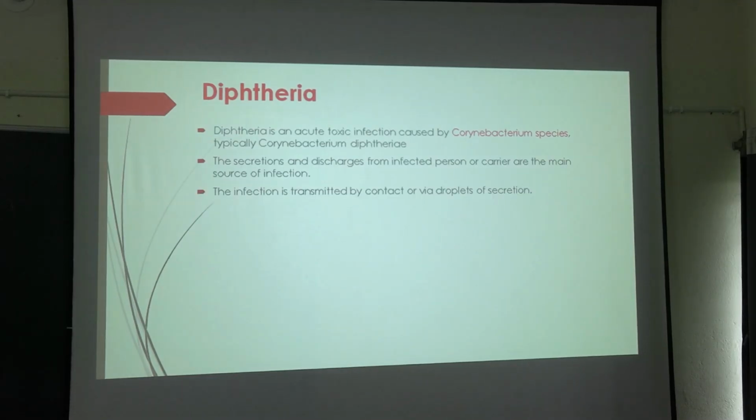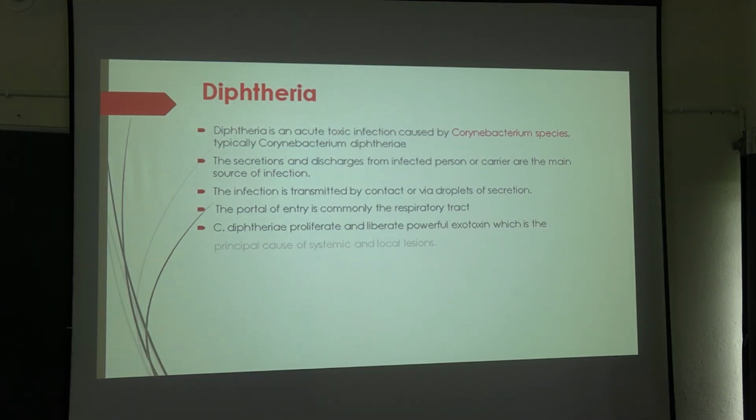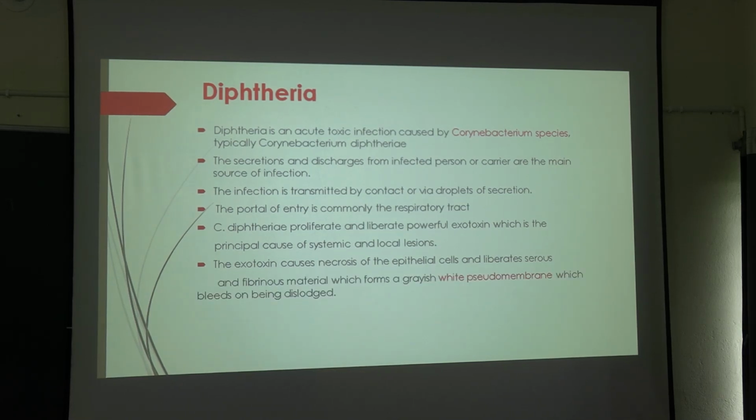So the infection is transmitted by contact or via droplets or secretions, and as it is transmitted via droplets, the portal of entry is the respiratory tract. Corynebacterium diphtheriae proliferates and liberates powerful exotoxin, which is the principal cause of systemic and local lesions. Now we will not go into the details of the microbiological point of view, what you have read in pathology or microbiology. We will jump to the clinical features, what is required in your clinical practice. That exotoxin causes necrosis of the epithelial cells and liberates a serous and fibrinous material and forms a pseudo-membrane.